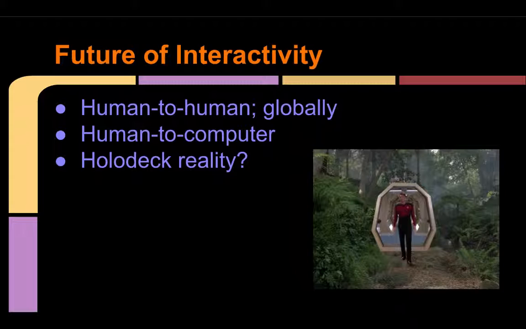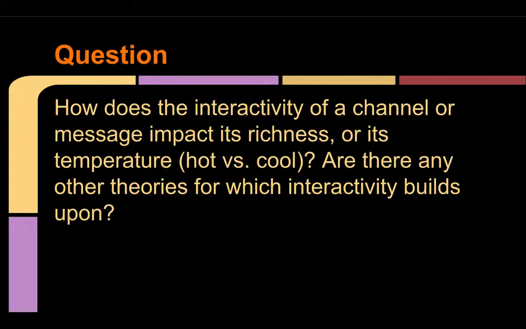what makes it up. Which leads me into my question around today's lecture: how does the interactivity of a channel or message impact its richness or its temperature, hot versus cold? Are there any other theories for which interactivity could potentially build upon? And I've addressed some of these with uses and gratifications. I liked the idea of the richness of the media really having greater context to it. But are there any other theories from our program this semester that can apply to interactivity, whether it's present state or its future state?